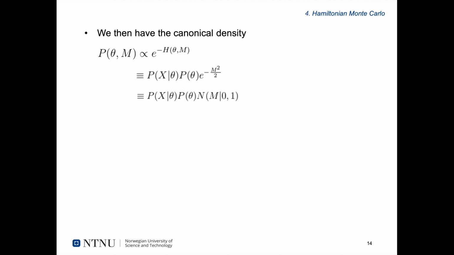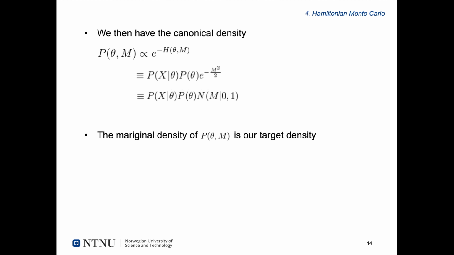Remember that our canonical density is proportional to this, and what turns out is the canonical density is proportional to the product of our unnormalized posterior and a standard normal PDF in the case where we have chosen the simplest implementation of the kinetic energy. So far, we have done a lot of mathematical manipulation. So what's the point of this?